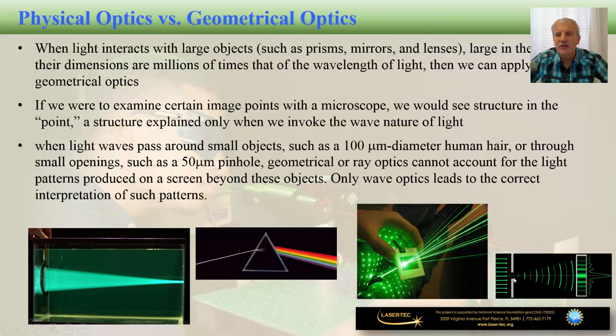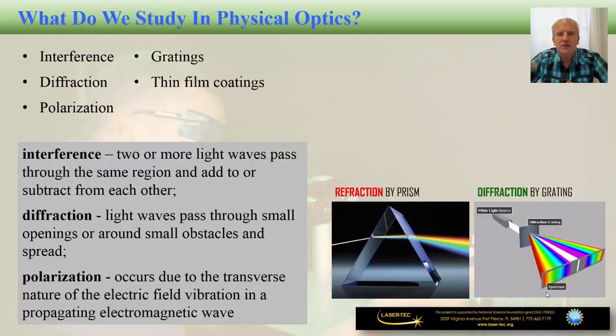If we have objects with dimensions on the order of the wavelengths of light, then those objects create very distinct types of patterns that can be explained only using wave optics. So what do we exactly study in physical optics?